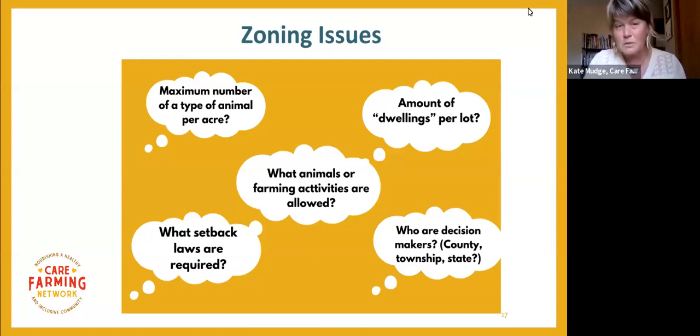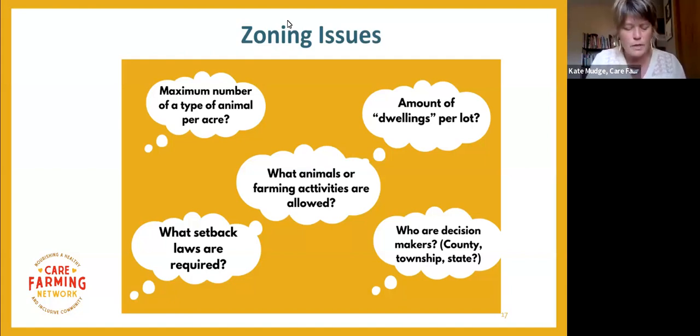If you're going to have animals, you have to think about what is the maximum number of animals that you'd be allowed per acre. What kind of animals can you have at your property? What farm activities are allowed or not allowed? What setback laws might be required? Are there a certain number of dwellings that are allowed per lot? And who are the decision makers? Who is in charge of the zoning laws and also the variances in your area?